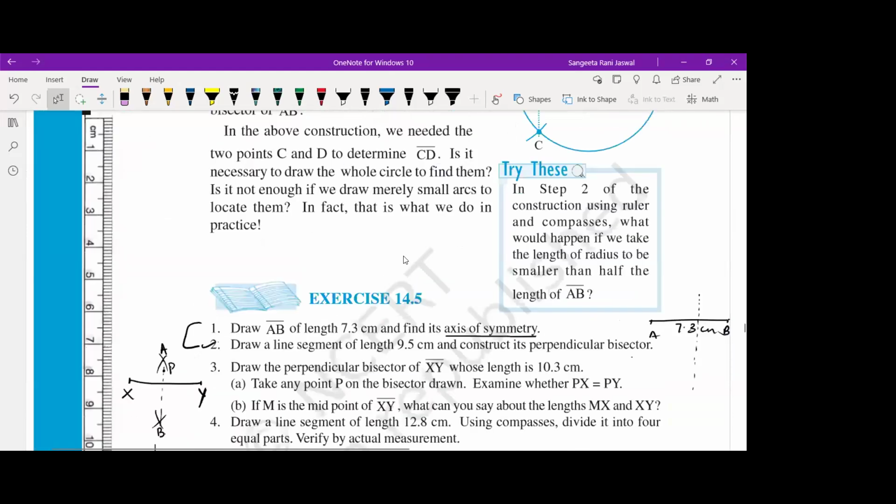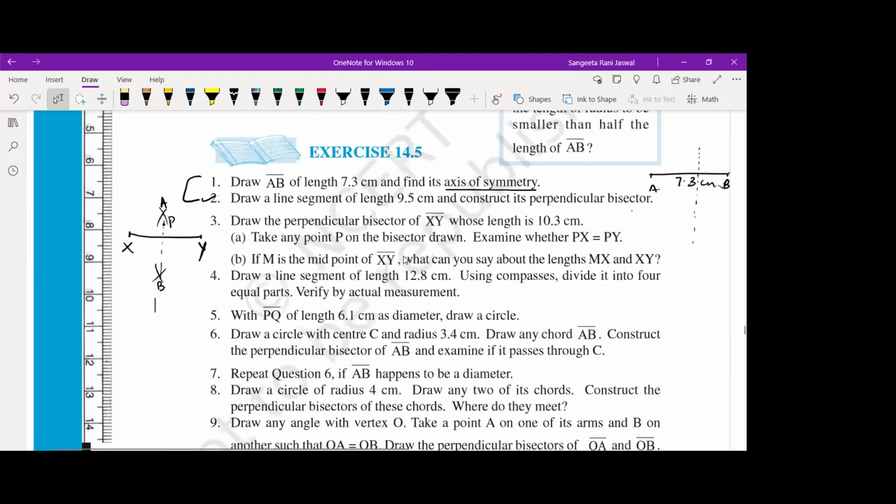Very good. Now see, I told you to construct a perpendicular bisector on the line XY, right? And please name this perpendicular bisector as A and B. Now, in the first part of the question, the A part is saying take any point P on the bisector drawn. Whatever bisector you have drawn, take point P on it, anywhere on this.